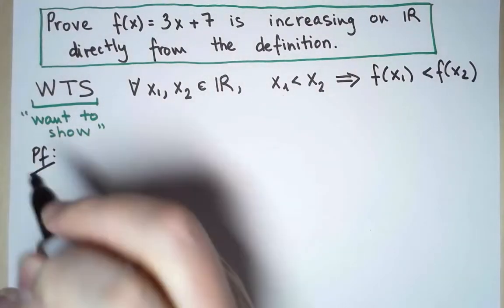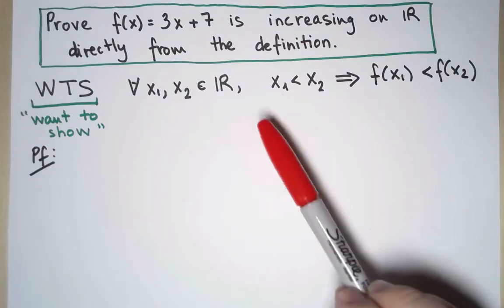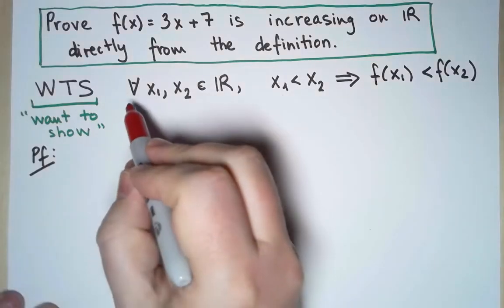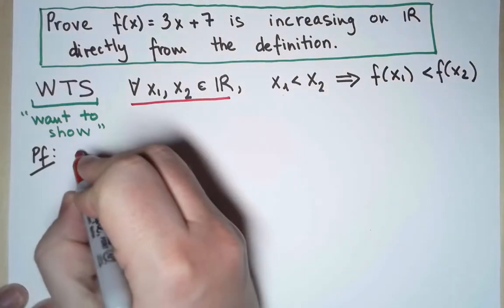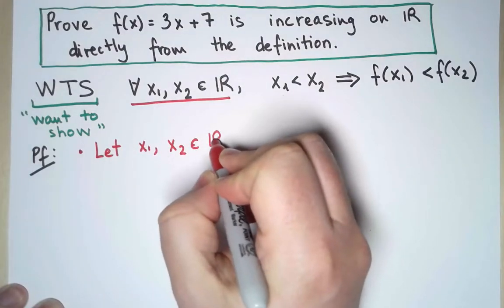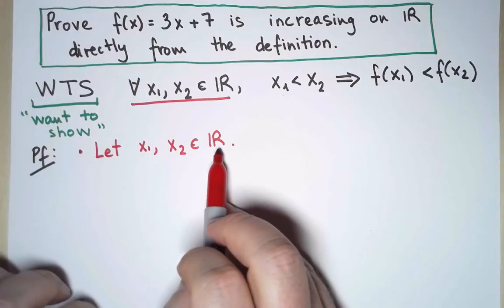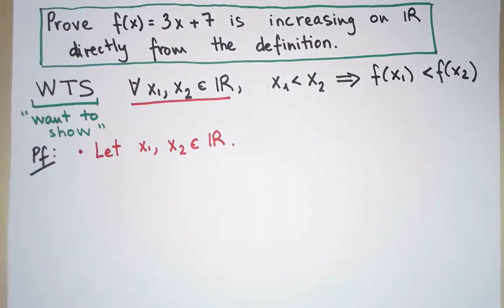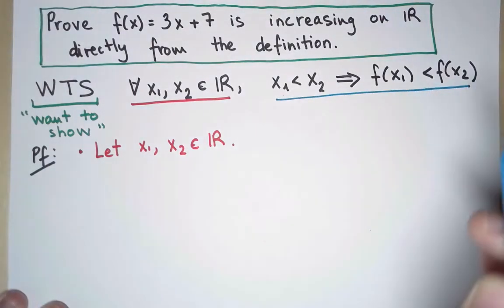How will this proof go? I need to prove that for every pair of real numbers x1 and x2, this implication is true. Since I need to prove it for every pair of real numbers x1 and x2, I begin by fixing arbitrary values of x1 and x2. When I write this, let x1 and x2 be reals, it means I am fixing them and they're generic, I don't control them, so my proof works for every pair of values. And then I need to verify this implication.